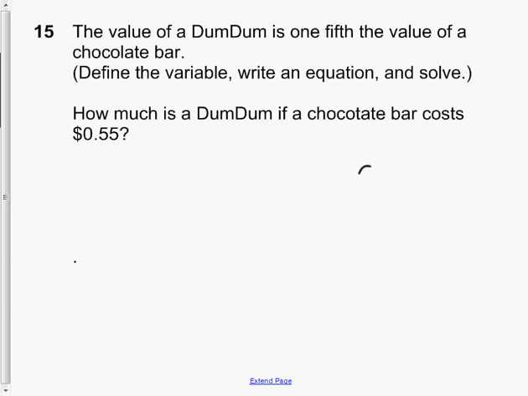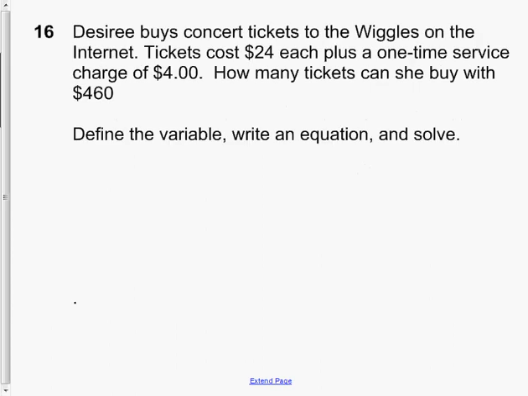All right. Question 16, it says Desiree buys concert tickets to the Wlingles on the internet. Tickets are $24 each. So the first thing is x is going to equal the number of tickets she buys, or she can buy. So if one ticket is $24, then $24 multiplied by the number of tickets she buys would be 24x. Because if she buys 2 tickets, it's going to be $24 times 2, which is $48. If she bought 10 tickets, it would be $24 times 10, which would be $240.